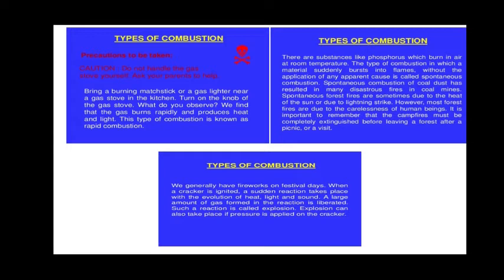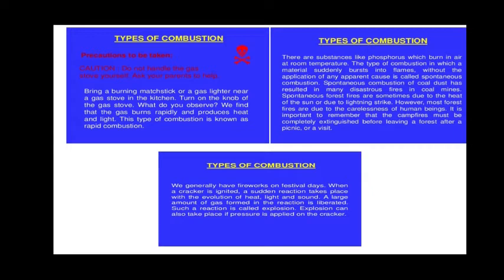So another type of combustion is spontaneous. What is spontaneous combustion? There are different substances like phosphorus, which burn in the air at room temperature. Even though you are not providing any minimum heat, they by themselves start catching fire. Example, phosphorus, sodium and all, when you keep them at room temperature, they start burning on their own. So they suddenly burst into flames without the application of any external cause. This is called spontaneous combustion.